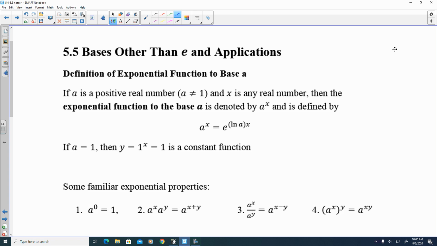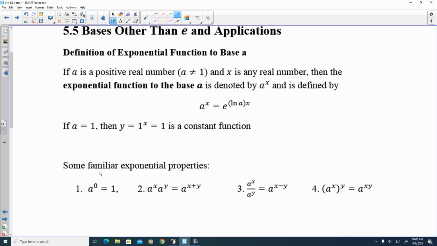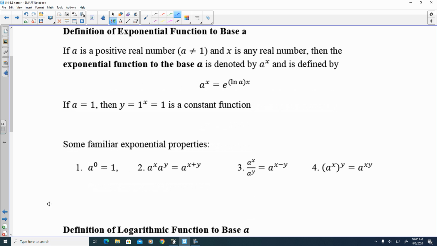Section 5.5 today is about functions involving bases, either exponential bases or logarithmic bases that are not e. So we're not going to be dealing with exponentials, e to the x, and we're not going to be dealing with natural log x, but they will be other bases. So these properties should be familiar to us.